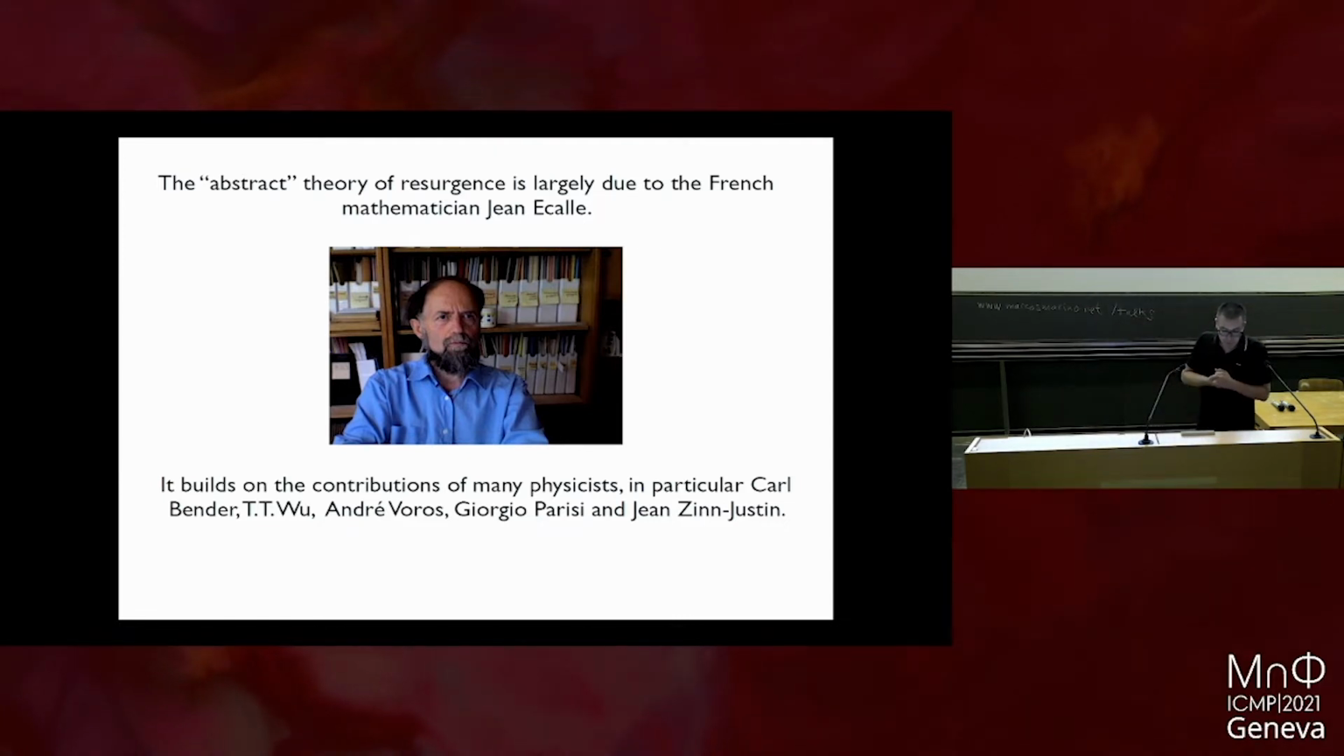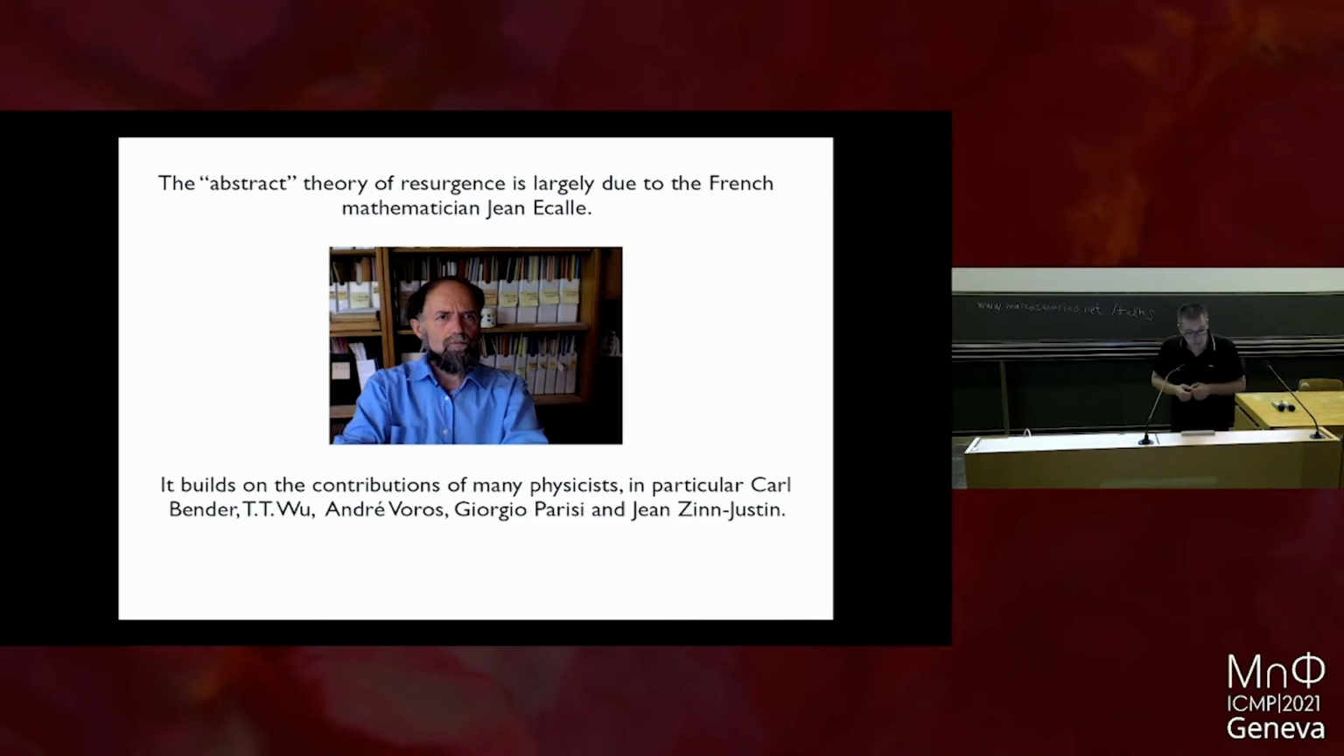Let me mention some people like Carl Bender and T.T. Wu, who were the first people to actually notice that this type of perturbative series, like the one I showed you for the quartic oscillators, were actually factorially divergent. Then André Voros did very important mathematical work which led to this theory of resurgence. And then in quantum field theory, there were very important contributions by Giorgio Parisi and Jean Zinn-Justin. So the theory of resurgence builds on this heuristic work of mathematicians and physicists, in order to extract a general theory of perturbative divergent series and how to make sense of them.